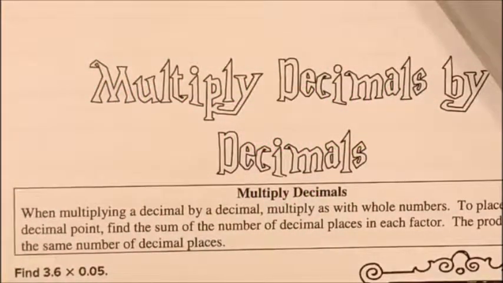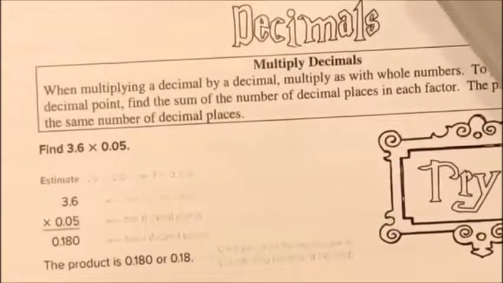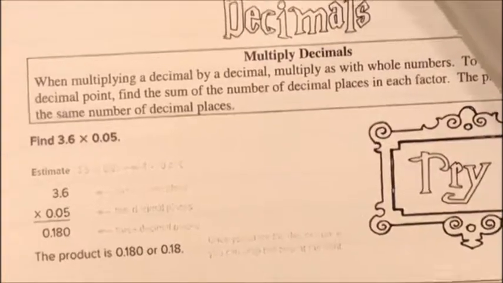All right, this is chapter 3, lesson 4, multiply decimals by decimals. When multiplying a decimal by a decimal, I multiply as with whole numbers. To place the decimal point, I find the sum of the number of decimal places in each factor. The product has the same number of decimal places. So let's take a look at some examples.